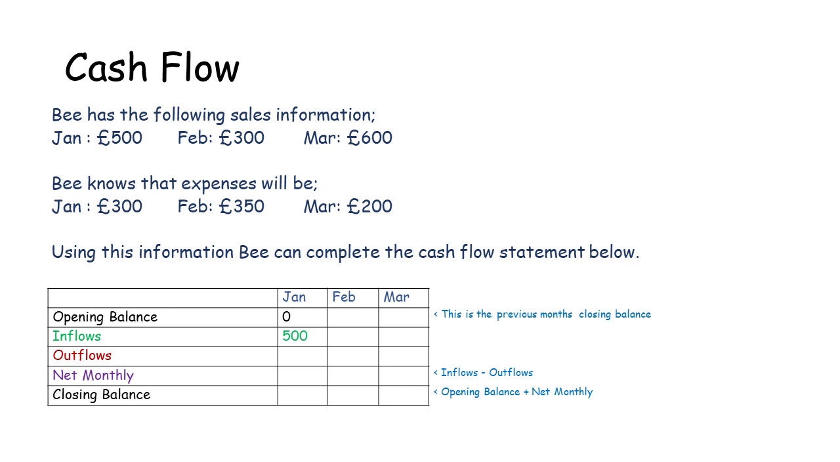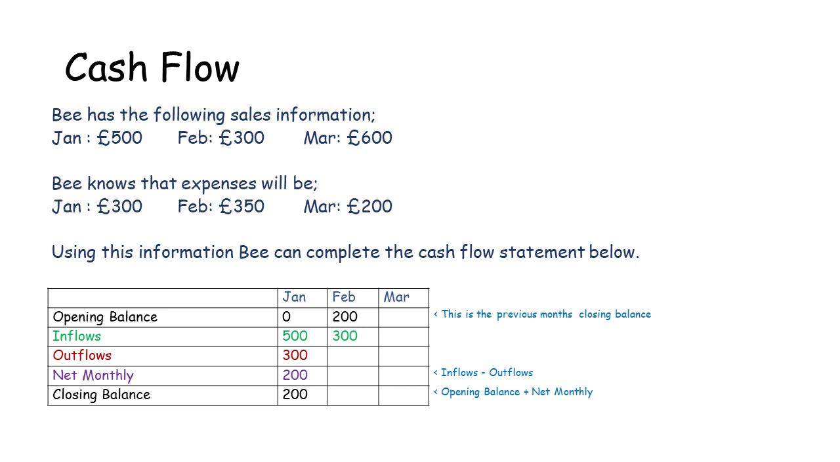So firstly we have our inflows of £500 in January. And we now have our outflows of £300 in January. Our net monthly is calculated by doing 500 take away 300, which is 200. And that means that we now have £200 as our closing balance because nothing at the start plus 200 is 200. Remember, our 200 from the closing balance moves to our opening balance for February.